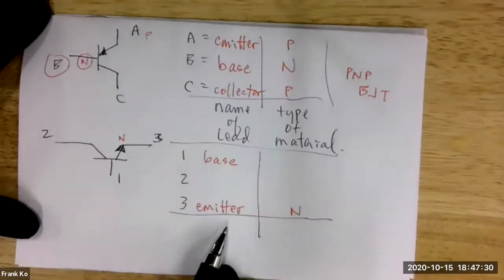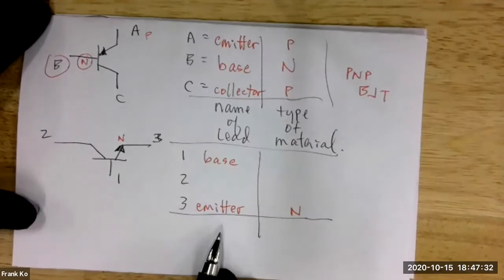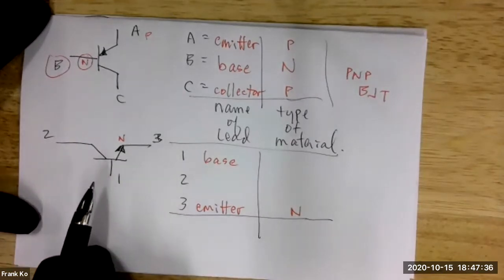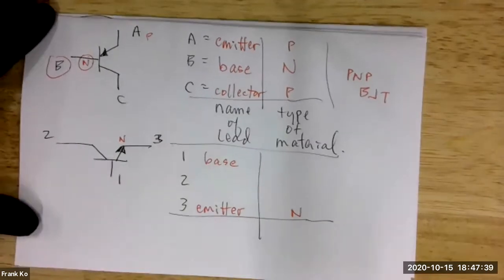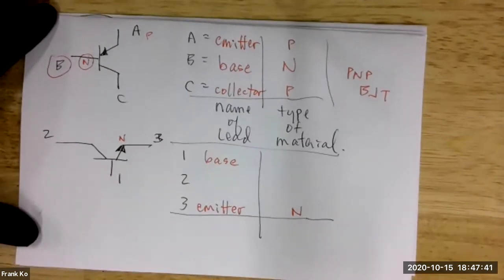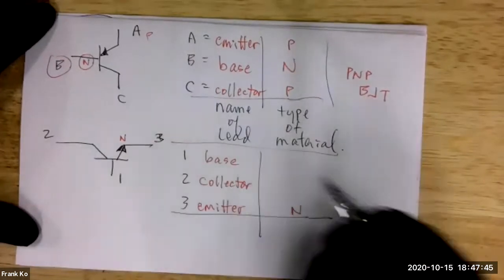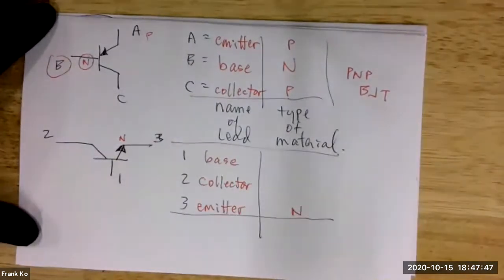So far, we are in agreement, yes? Okay, so back to you, Carlos. What else would you say? Number 2 is collector. There's nothing else to say. Okay, yes. It's what?